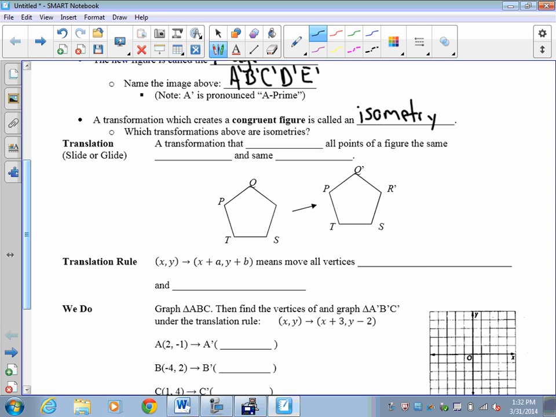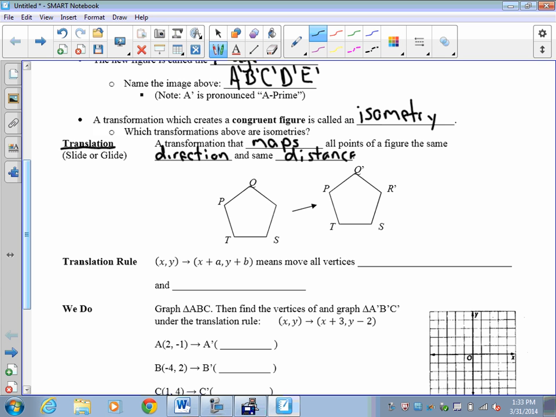So now that we have the basics of transformations out of the way, we're going to talk about a specific kind called translation. A good way to think of it is to slide and glide. A translation is a transformation that maps all points of a figure the same direction and same distance. That's the definition of a translation.